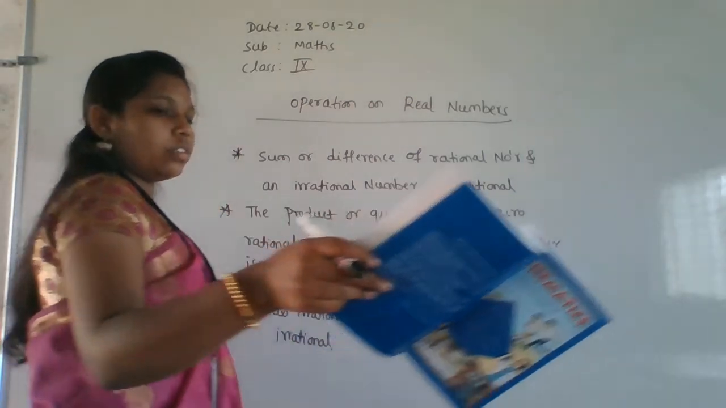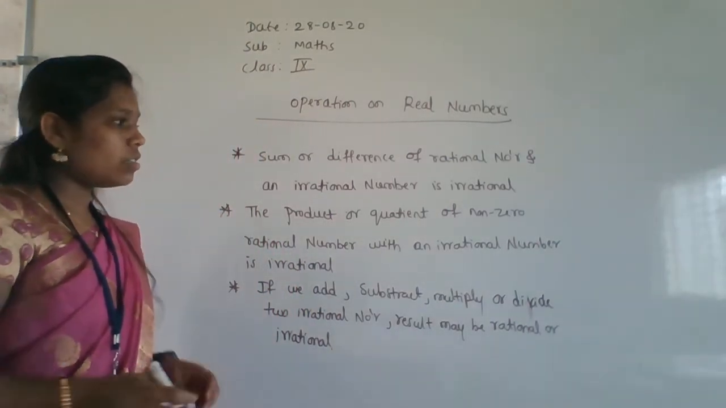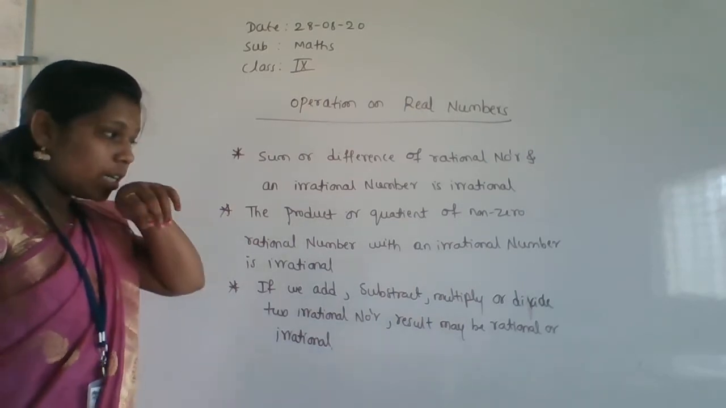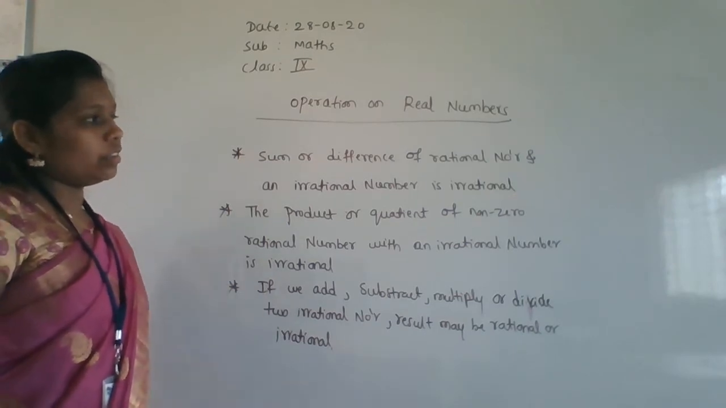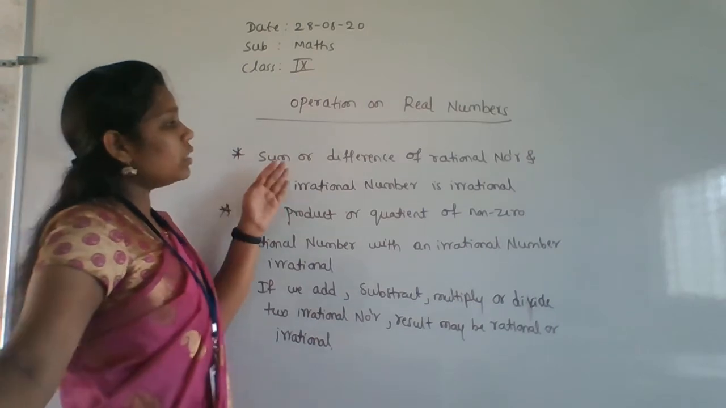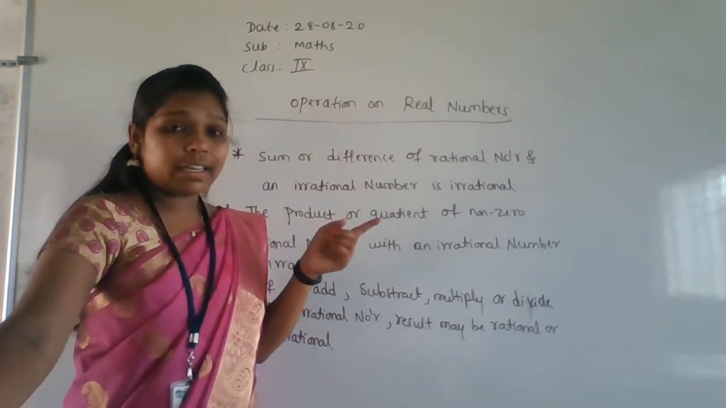Okay. So these are some main important points. You have to be thorough with these things, otherwise you will not understand any problems. So if you are asked statements like this, you have to be thorough with this one, then you will be able to answer. So the sum or difference of a rational number and an irrational number is always an irrational number.